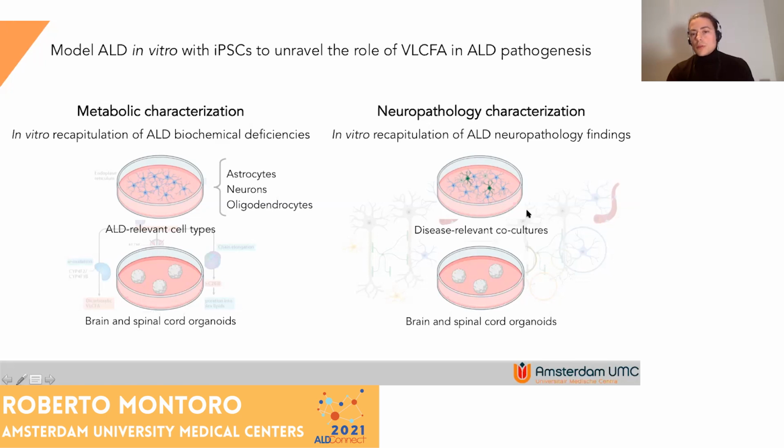But then for the neuropathology characterization, we're also working on having co-cultures, so different cell types together in one dish, so you can mix and match and dissect what cell type is the main affected cell type or the main driver of the disease. And then for both things, we're also studying it with organoids.